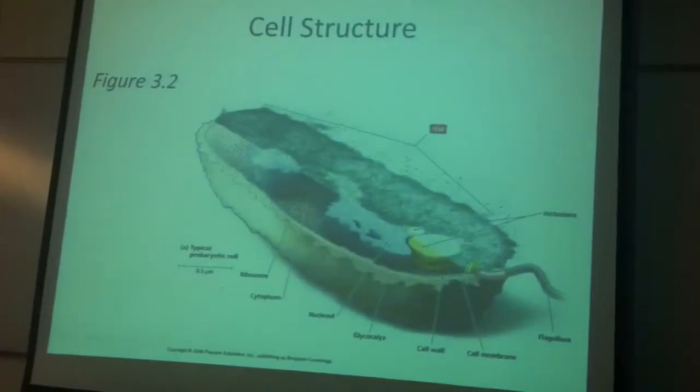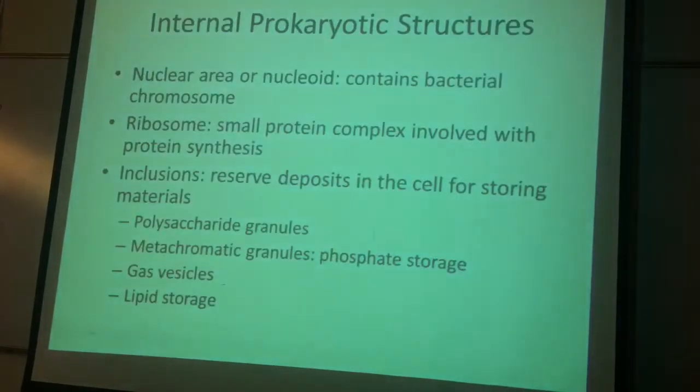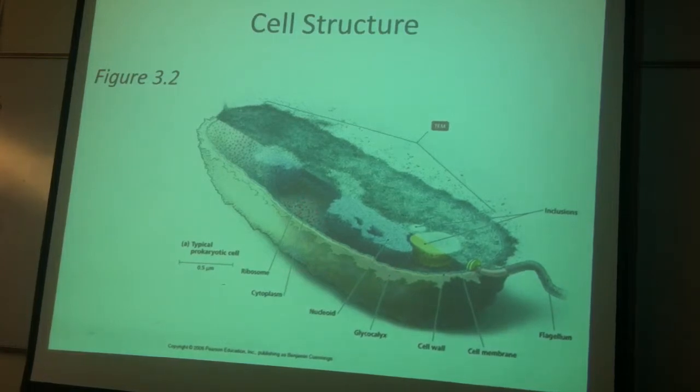Back to cell structure. Now we're going to look more inside, at the internal stuff. So, internally, keep moving in on this bacteria. We have the nuclear area, which is that nucleoid we talked about. That contains the bacterial chromosome. You're going to have some small ribosomes. These things down here, little ribosomes.